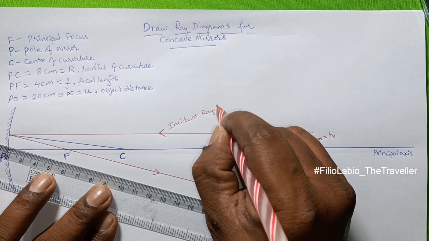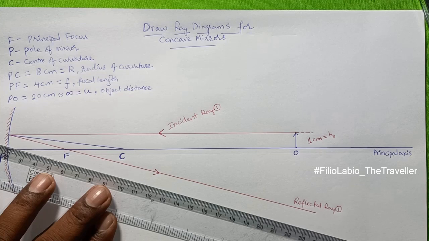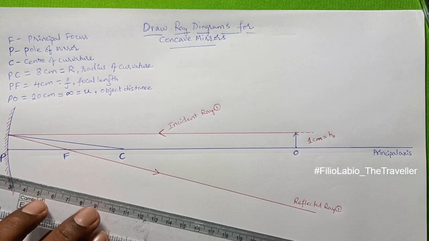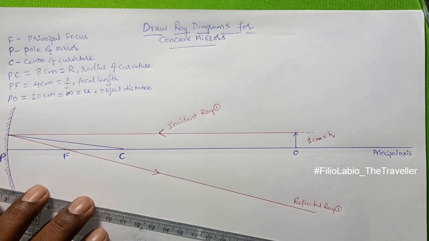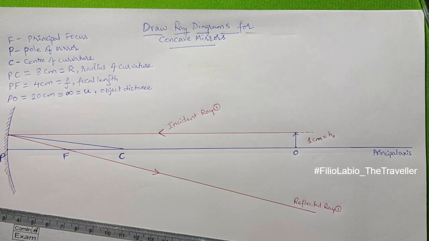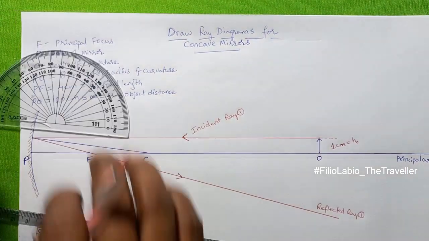This is ray number 1. If you want to measure the angle of incidence, always measure from the normal. So how to measure from the normal? How to measure the incident angle or angle of incidence?